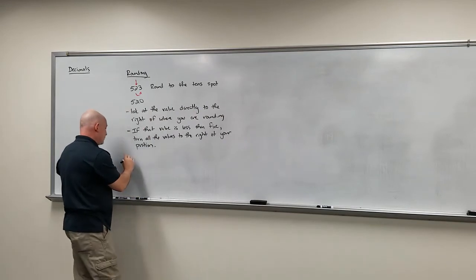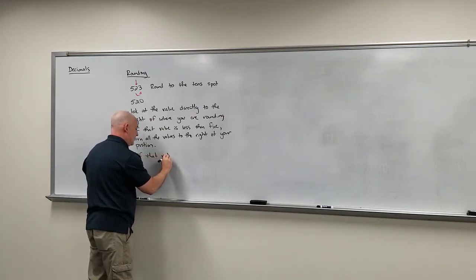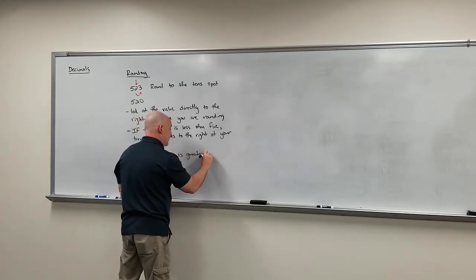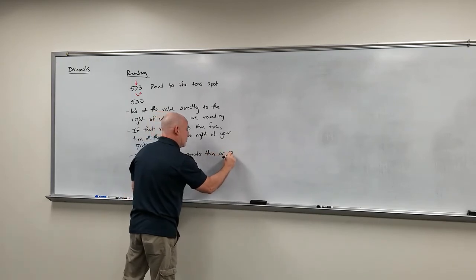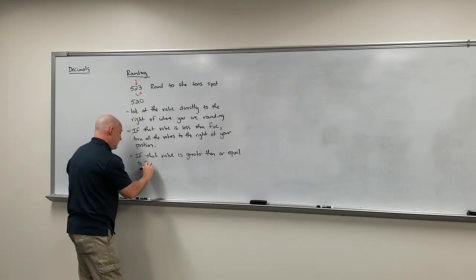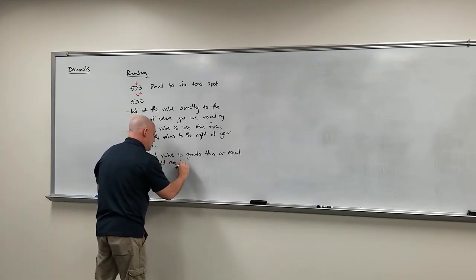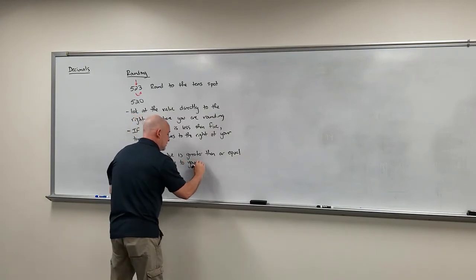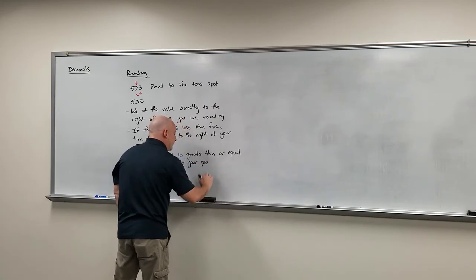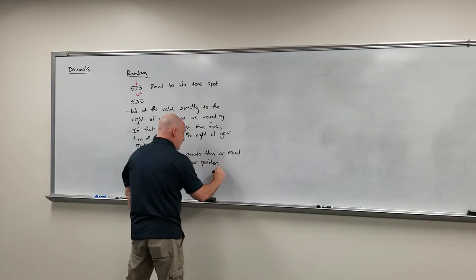However, let me move this over here so we've got a little bit more room. If that value is greater than or equal to 5, add 1 to your position, and then turn all the values to the right into zeros.